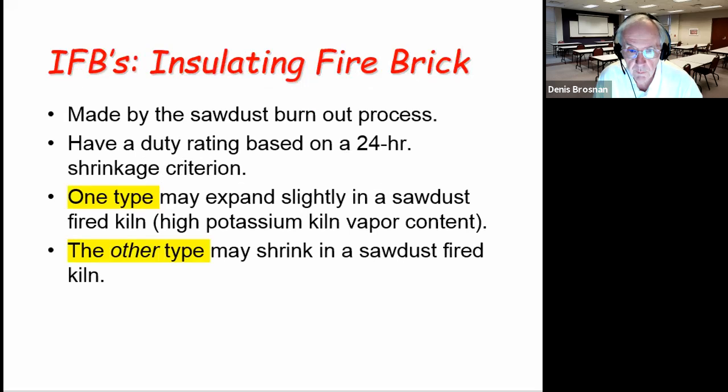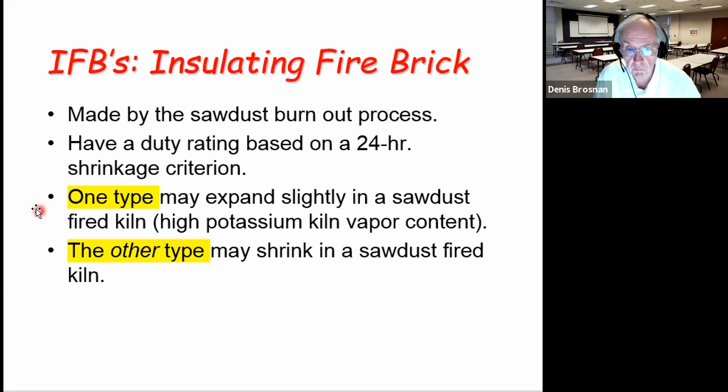Then there are insulating fire brick. There are two types generally available in North America. They have a duty rating based on 24 hours of shrinkage. I'm going to talk more about that in just a minute. But one of the types, which is a little bit lighter in color, can be susceptible to potassium vapor in solid fuel fired kilns. It may cause expansion below the surface and cause spalling.